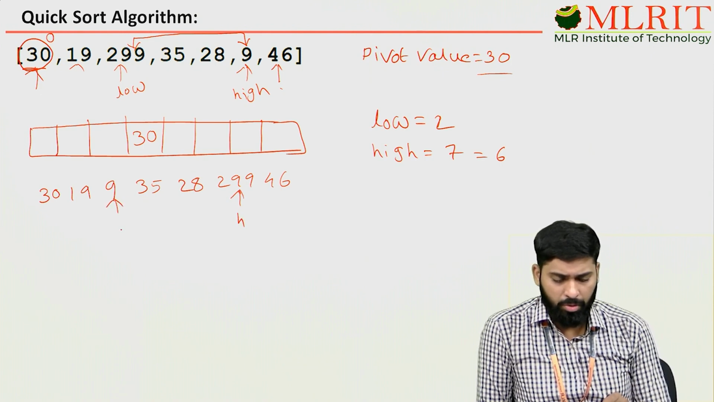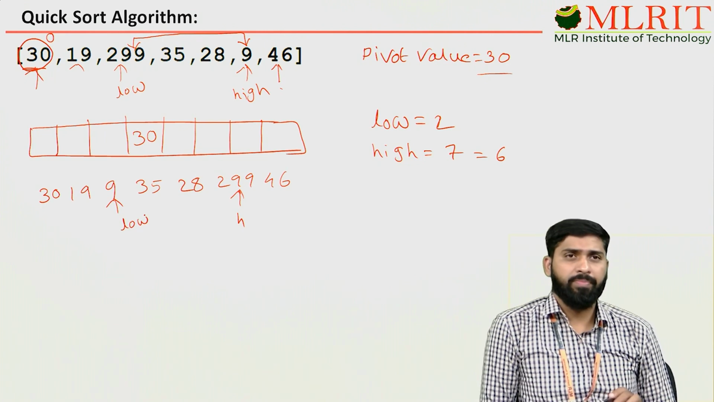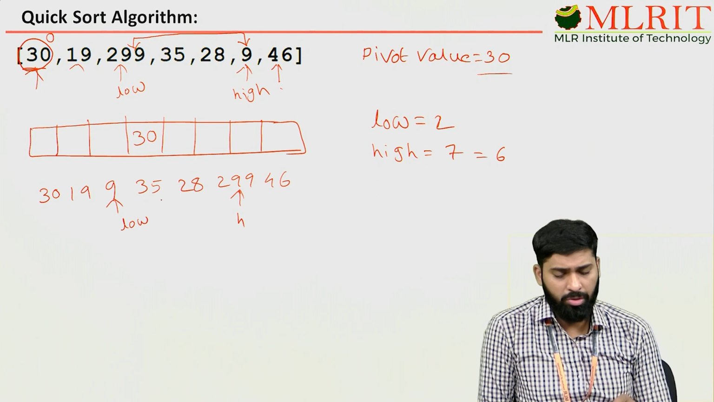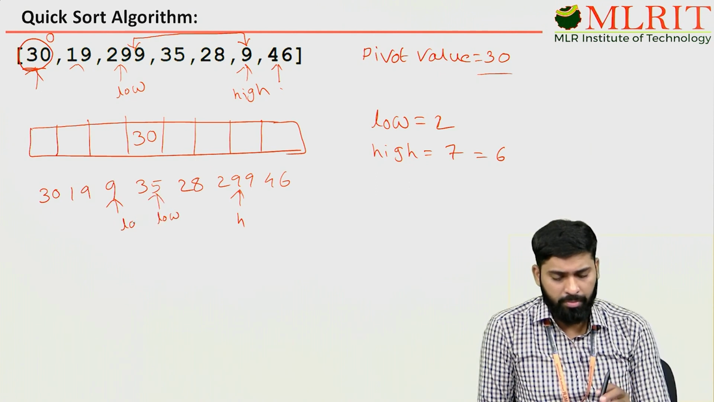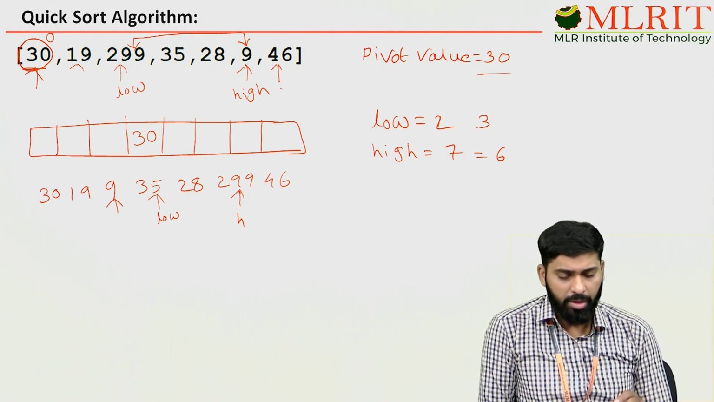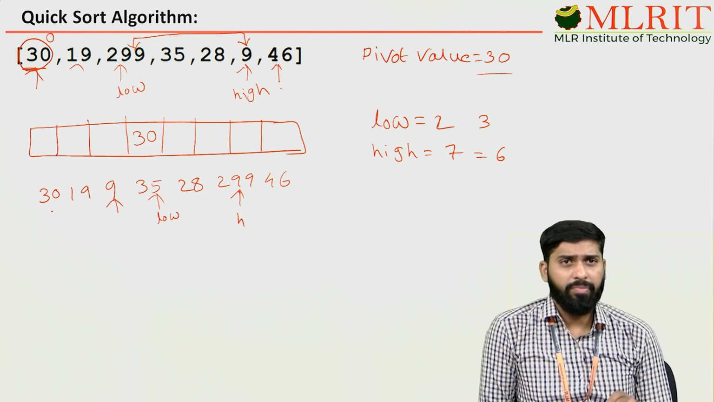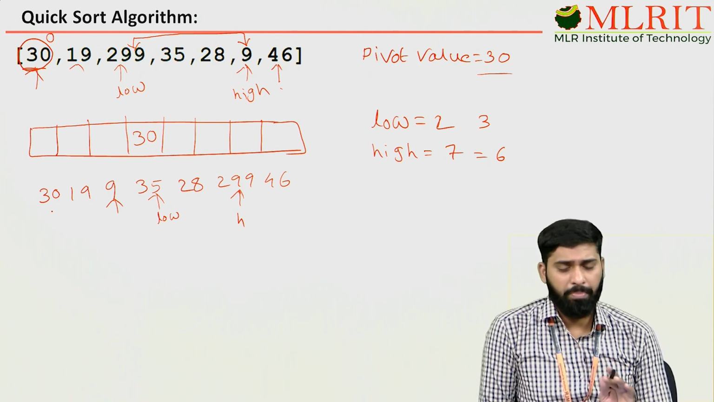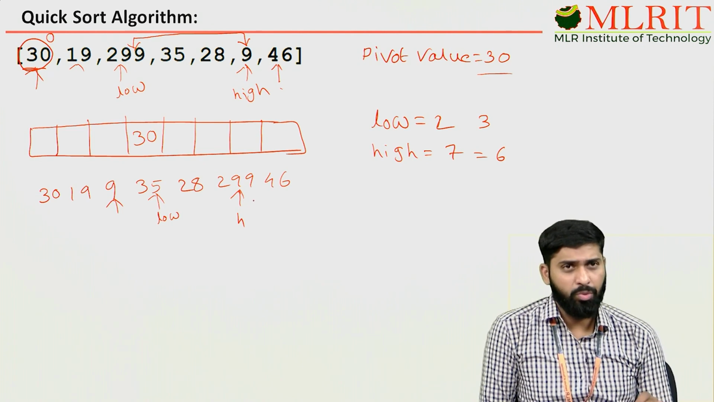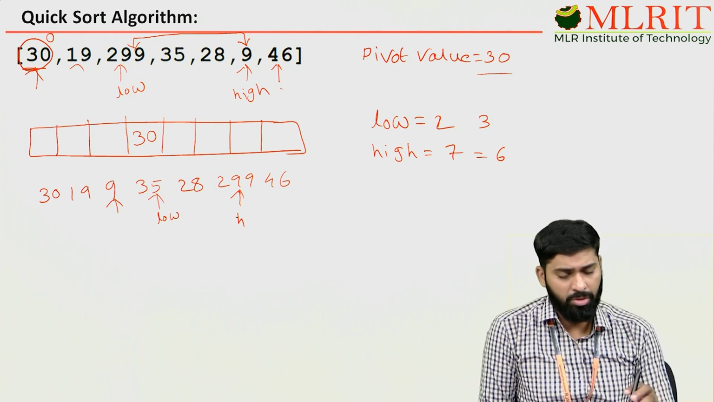This is low. Again you compare 30 with 9. Yes, it is lower, so increment low. Now this is the low value. Low becomes 3. Now you compare 30 with 35. It is greater, so stop. Then you compare 30 with high. 299 is greater, so decrement high. Now this is the high.